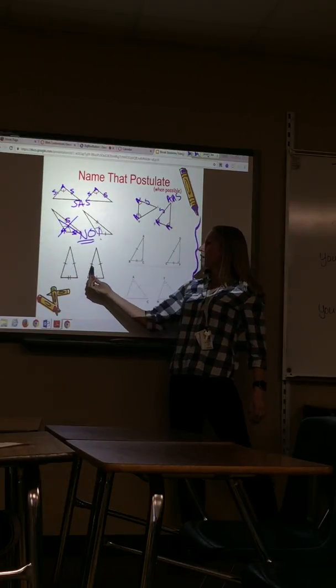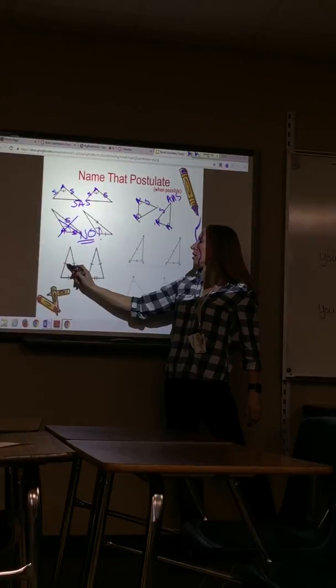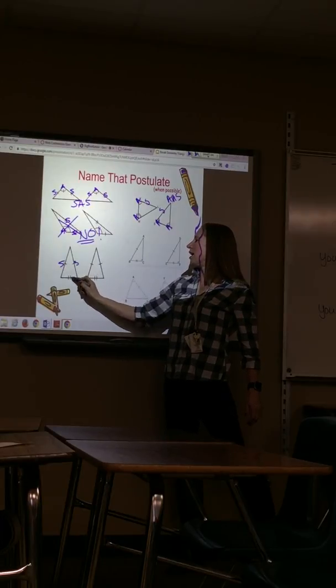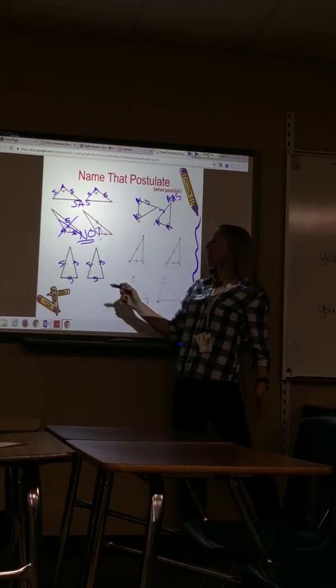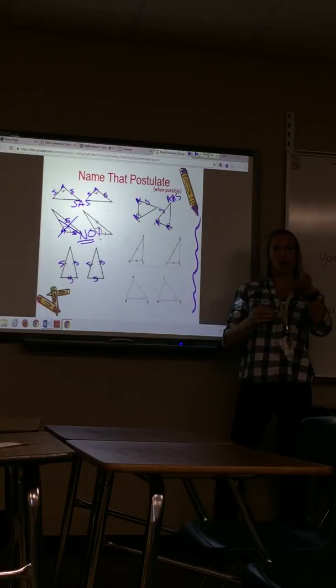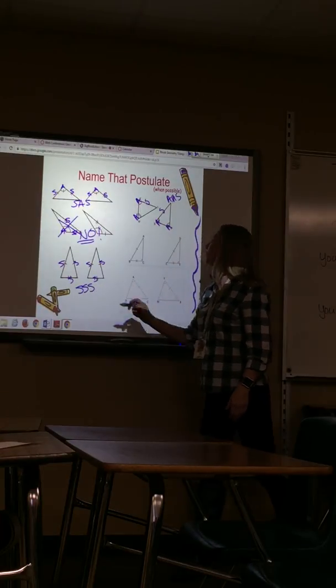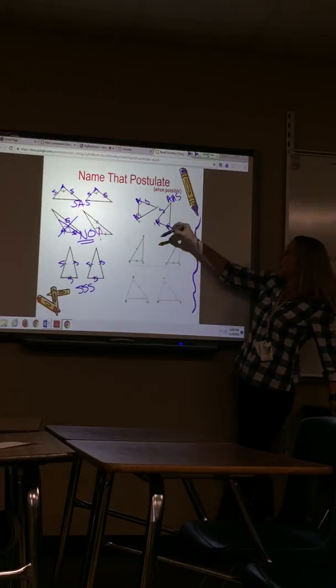What about this one? What kind of mark? It's side. Side. Good. So angles are marked with humps. Sides are marked with slashes. So that would be side. Okay, this I have angle.